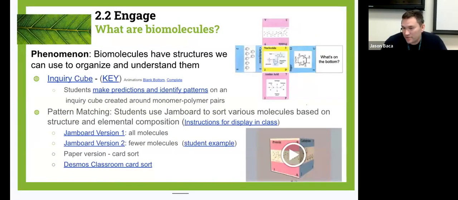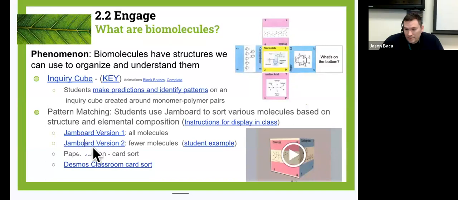And so that's kind of the start. I mean, it is patterns biology, so it makes sense to start with some patterns in this particular unit. Other things that we have on here are just some pattern matching. There's a bunch of different ways to do this. You can use paper, like a card sort. I give them envelopes with the different molecules on them, and they try to separate them out into carbohydrates, proteins, lipids, and nucleic acids. And I think there's even an energy producing molecules piece.